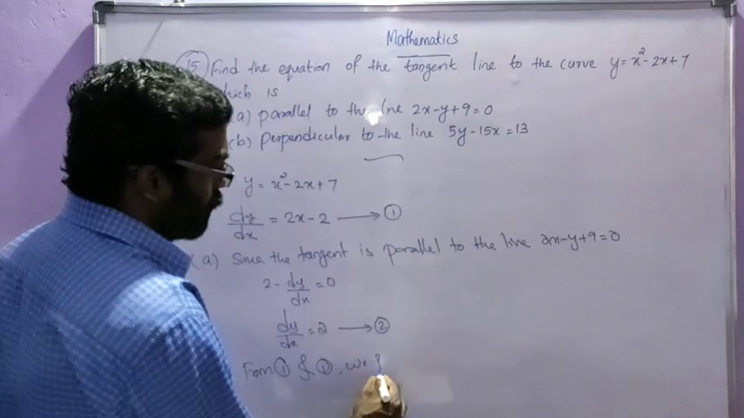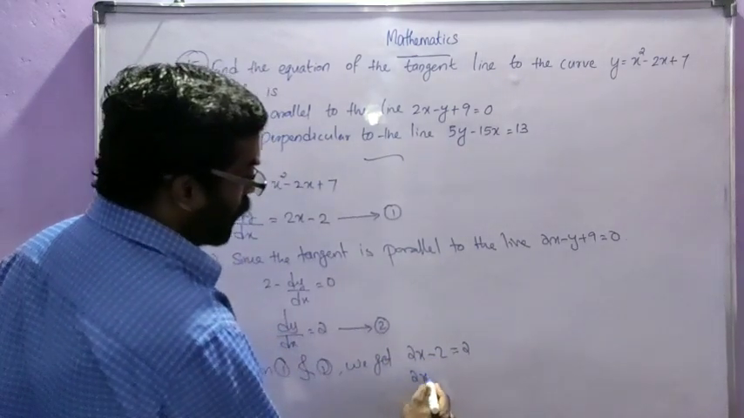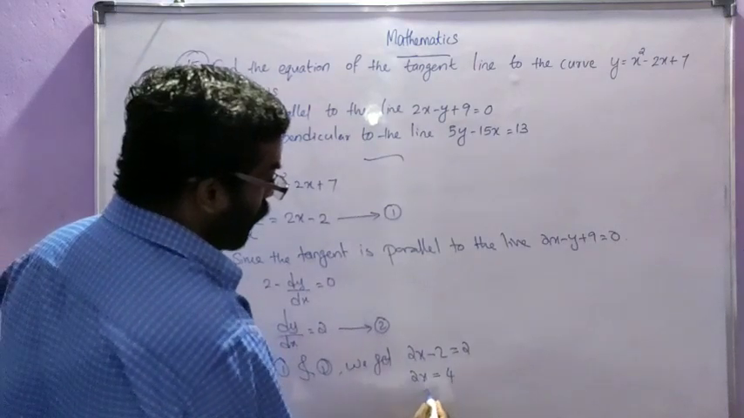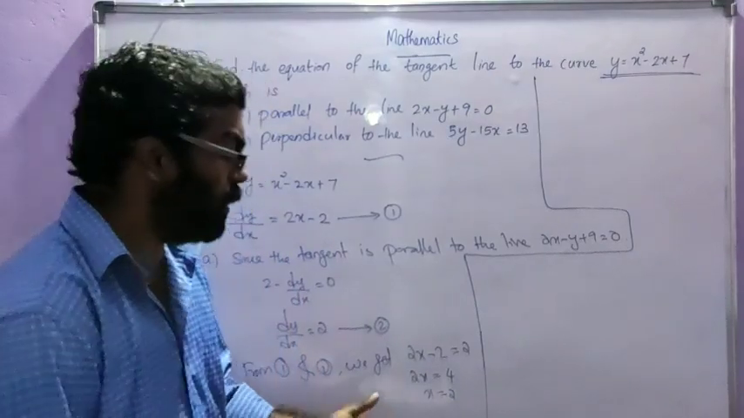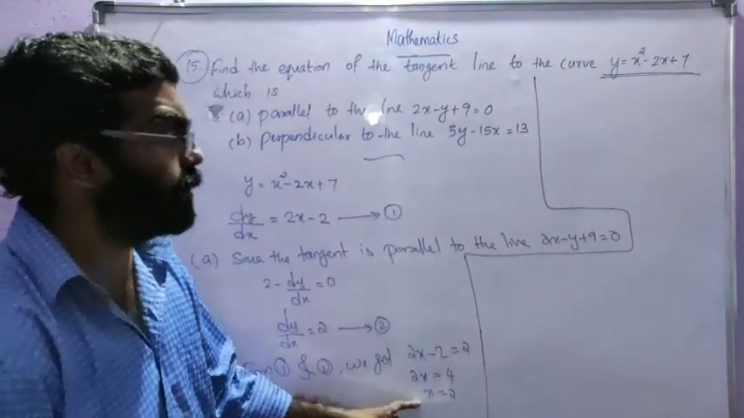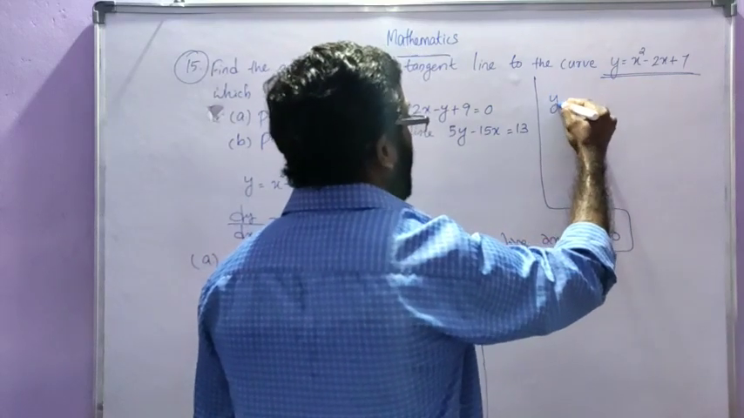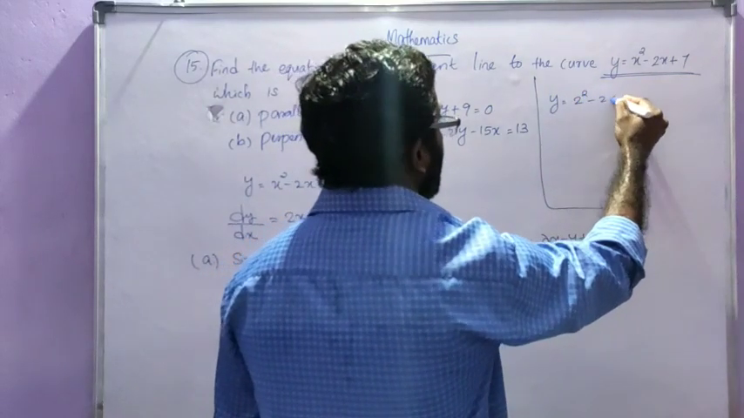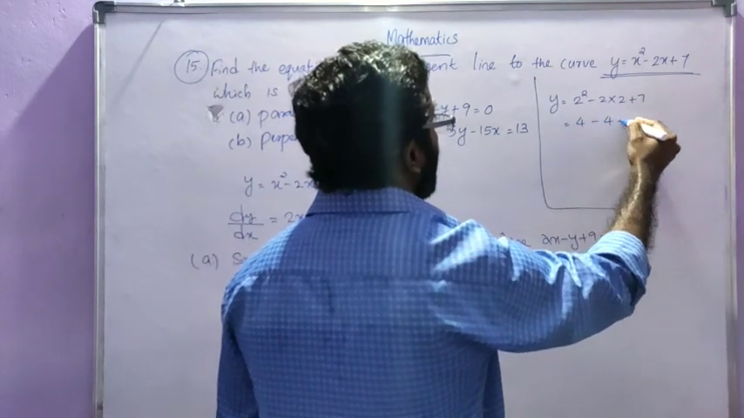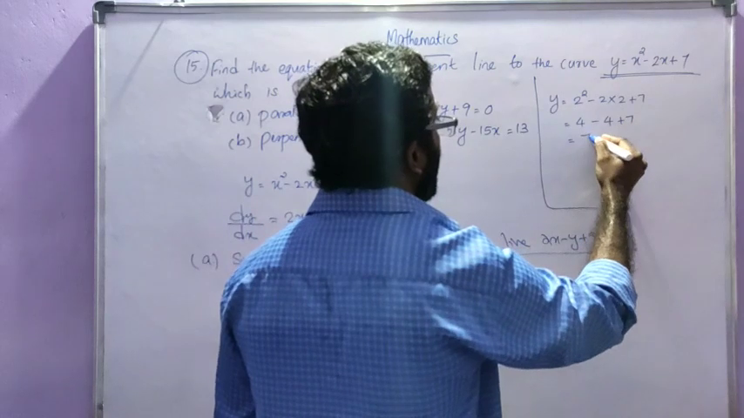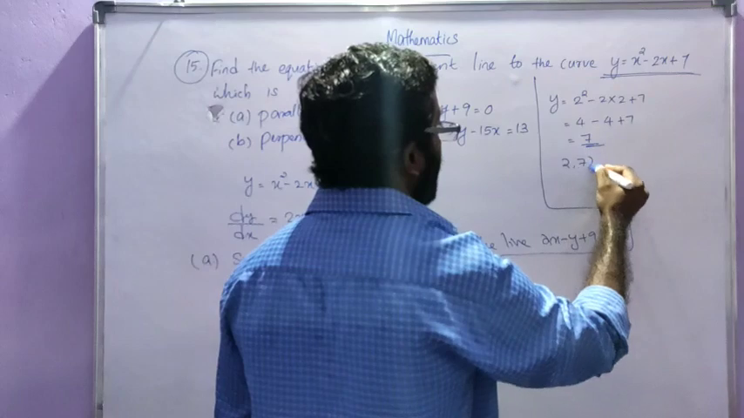we get 2x minus 2 is equal to 2, which implies 2x equal to 2 plus 2, 4, or x equal to 2. Now we can find the corresponding value of y. We can put this value of x in the equation of the curve. So x equal to 2 implies y is equal to 2 square minus 2 into 2 plus 7. 2 square is 4, 2 2s are 4, then plus 7. So the y value is 7. So the required point is 2, 7.